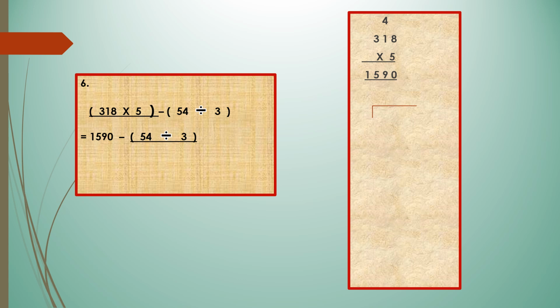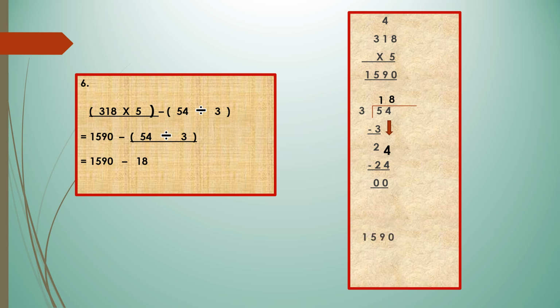So the next step is to solve 54 by 3. Here 3 times 1 is 3 and 5 minus 3 I get 2. I bring down the next digit, that is 4, and it becomes 24. 3 goes 8 times in 24. So 24 minus 24 is 0. Now I write 1590 minus 18.